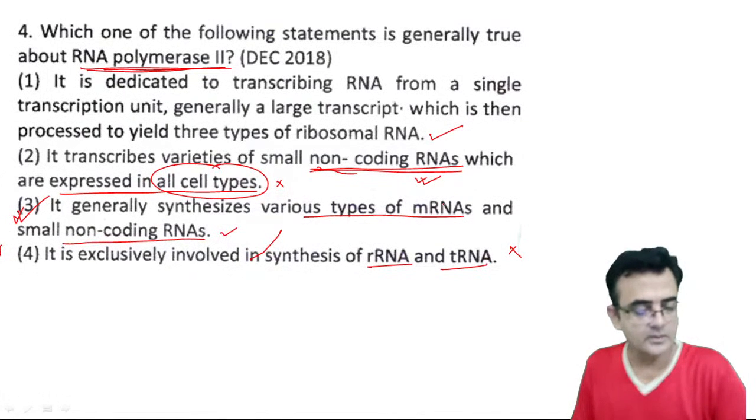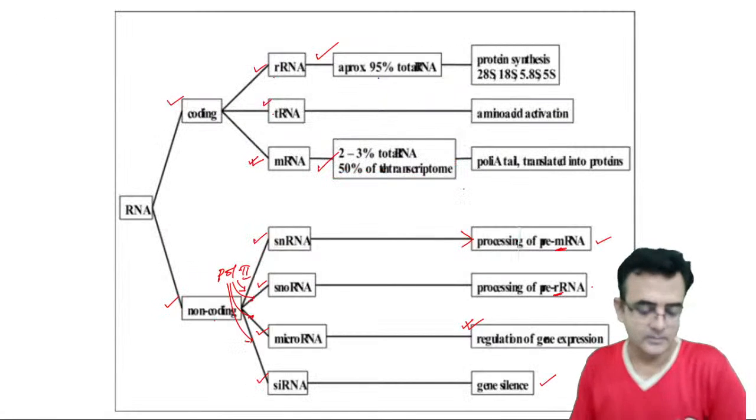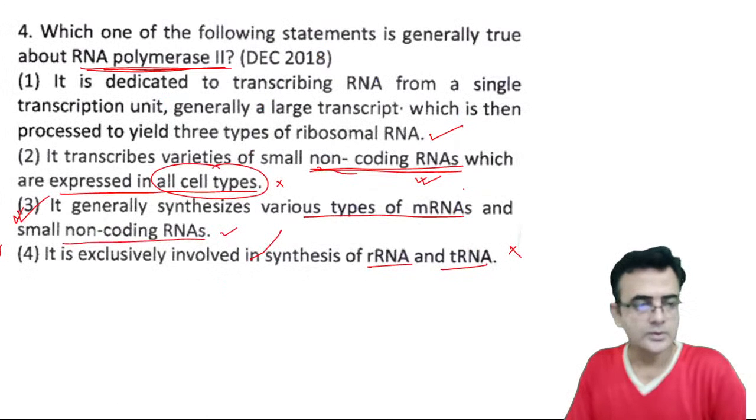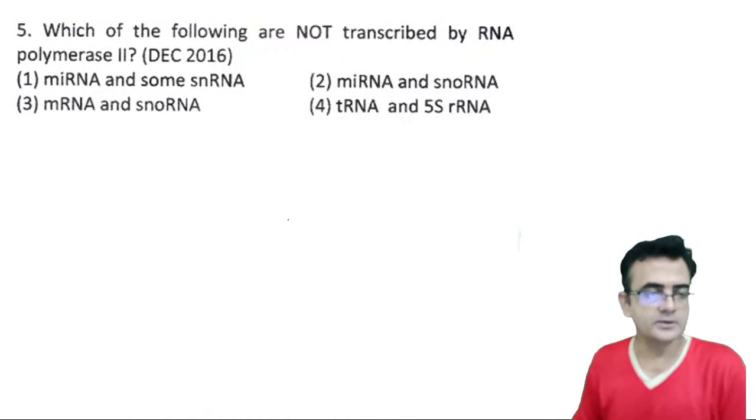The majority of them are in the eukaryotic cells. Okay, so again you keep this table in mind, so you can solve any kind of question, I mean the variety of questions they are asking in the NEET examination, right? Okay. So now we move on to the fifth question. Again, the same table you can utilize to answer this question.